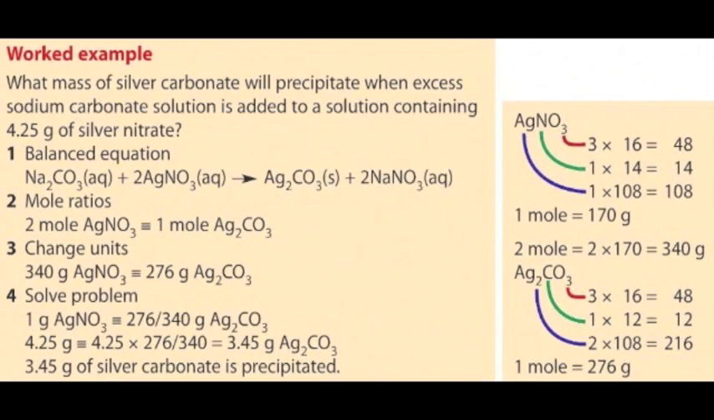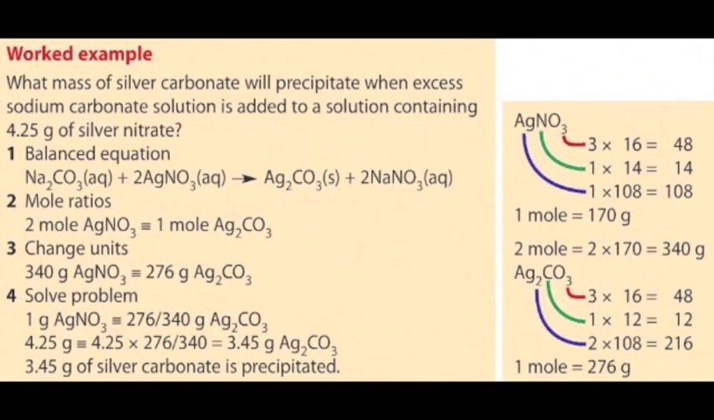The balanced equation is 1 molecule of sodium carbonate plus 2 molecules of silver nitrate goes to 1 molecule of silver carbonate plus 2 molecules of sodium nitrate. The mole ratios are therefore 2 moles of silver nitrate is equivalent to 1 mole of silver carbonate. Changing the units, that would be 340 grams of silver nitrate being equivalent to 276 grams of silver carbonate.